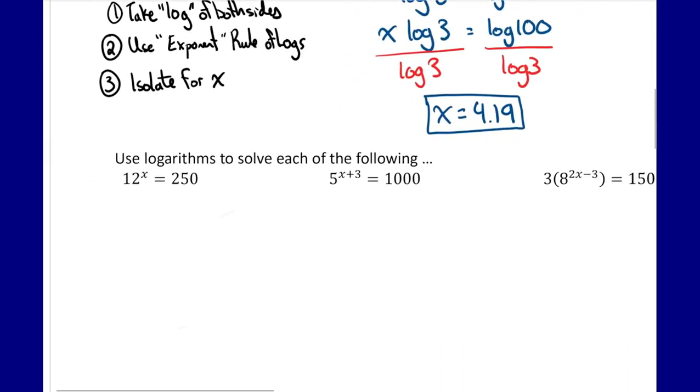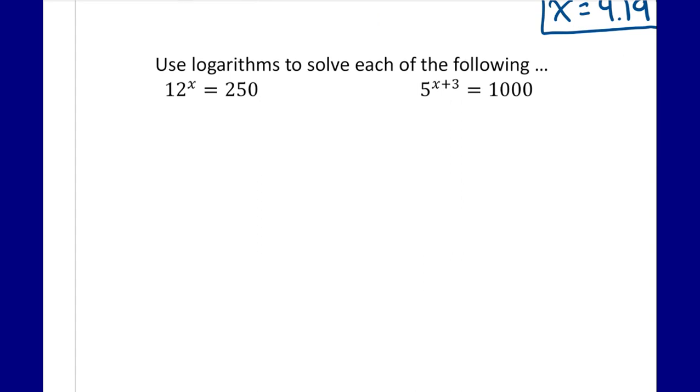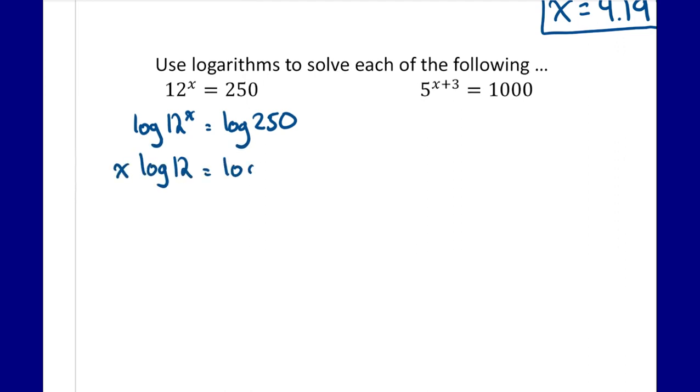So let's go through and just practice doing it a few more times. So 12 to the power of x is equal to 250. Again, we can't use common bases, so let's use logarithms. We're going to take the log of both sides. So log 12 to the power of x is equal to log of 250. On the one side, I can use the exponent rule. So x log 12 is equal to log 250.